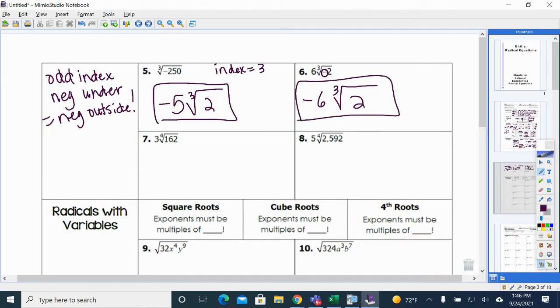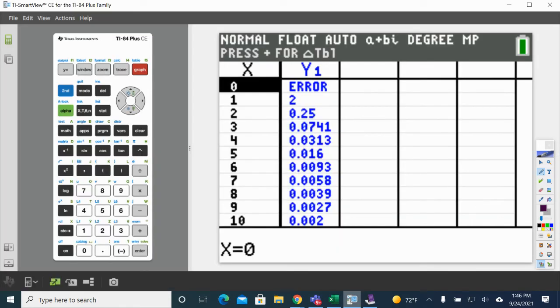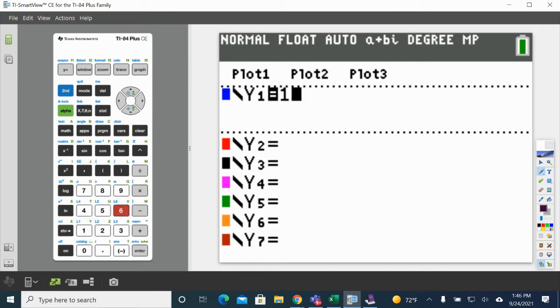And then the next two are an index of 4. So when I go to simplify these, I'm going to divide by x to the 4th. And FYI, I will never give you a negative under the 4th root. There will never be a negative under the 4th root. We're going to have a 3 times something. So we're going to do the 4th root of 162, y equals 162 divided by x to the 4th power.